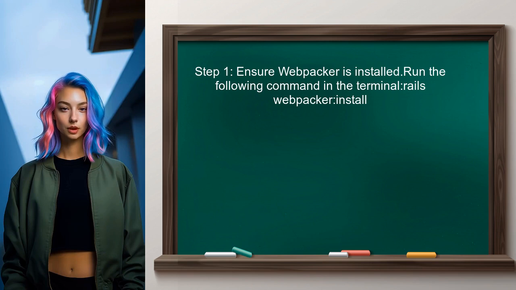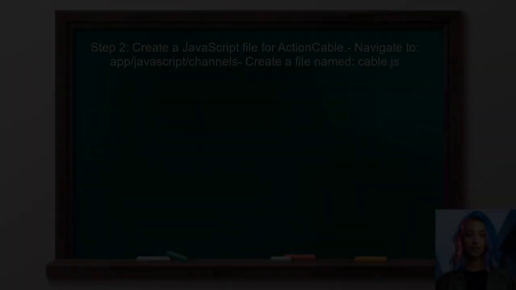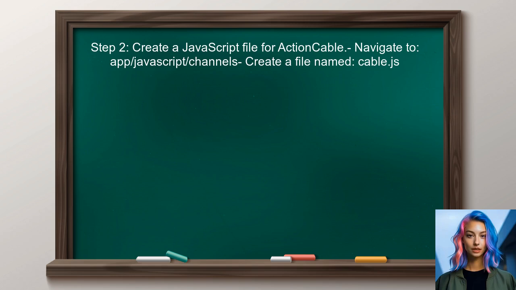To begin integrating ActionCable with Webpacker, the user should first ensure that Webpacker is installed in their Rails application. This can be done by running a specific command in the terminal. Next, the user needs to create a JavaScript file specifically for ActionCable. This file should be placed in the app/javascript/channels directory. The user can name it something like cable.js.